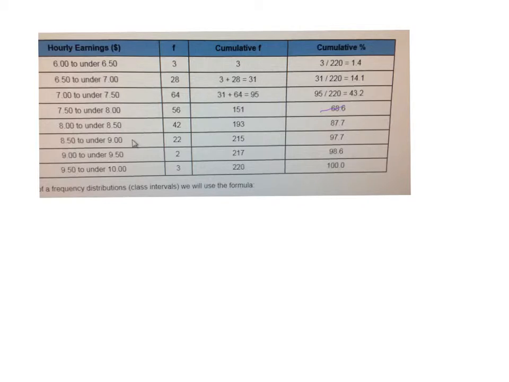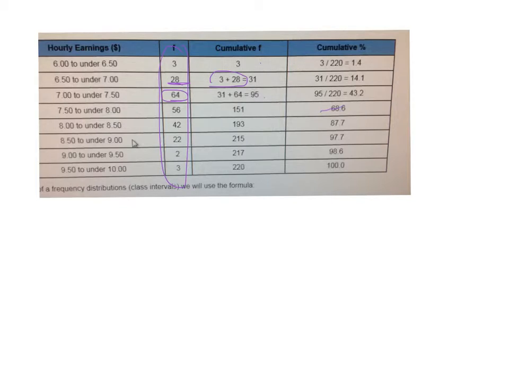When you're doing your frequencies and you're given the frequencies here in this column, then the next step is your cumulative frequencies. So this one's 3, this one is 3 plus the next number, so it's 3 plus 28 is 31, and then the next one you're going to add the 64 and get 95, and so on.